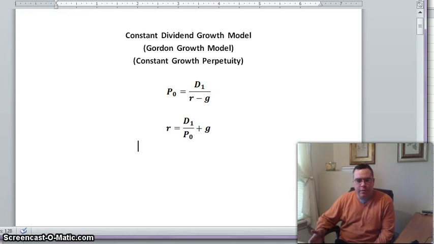Alright, so following a short break after the midterm exam, it's time to get back into new material. This is Lecture 9. It's on Chapter 9, which is stocks.